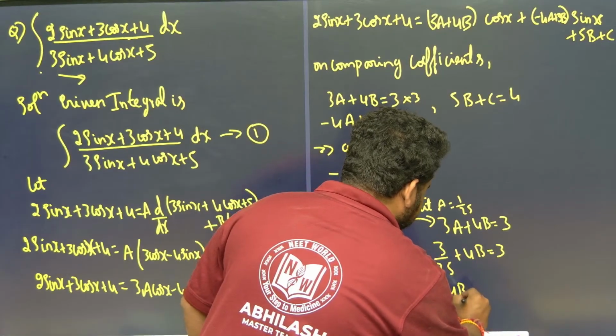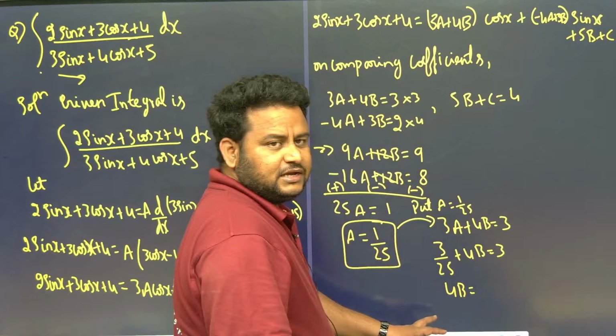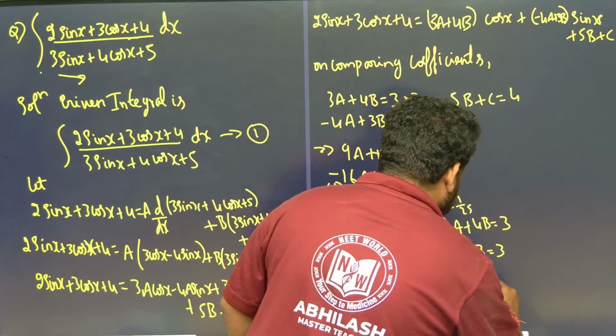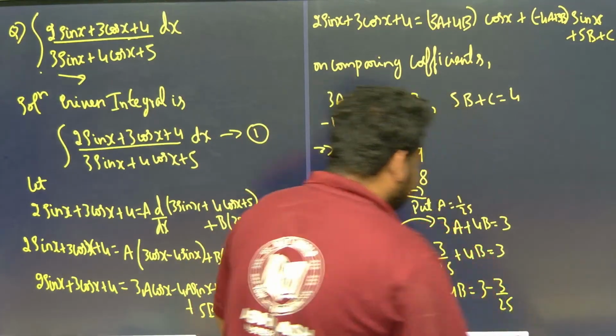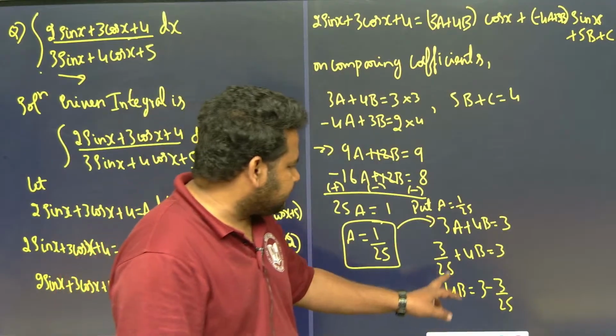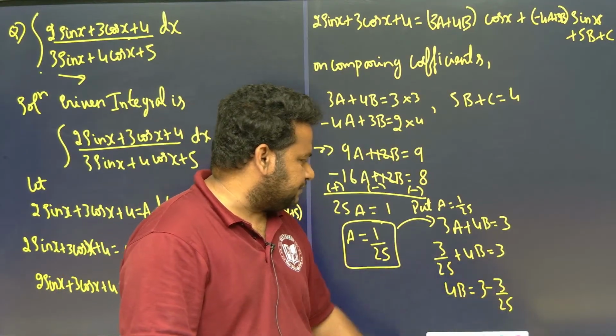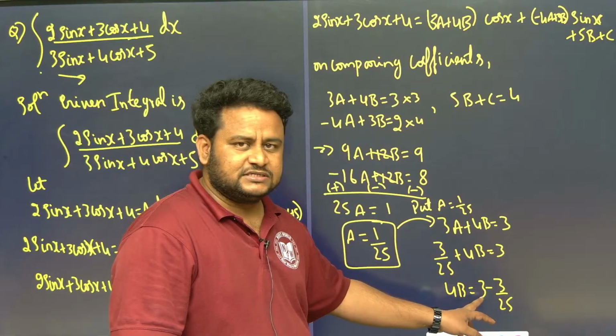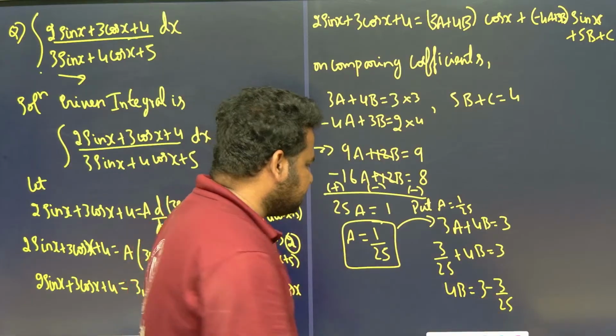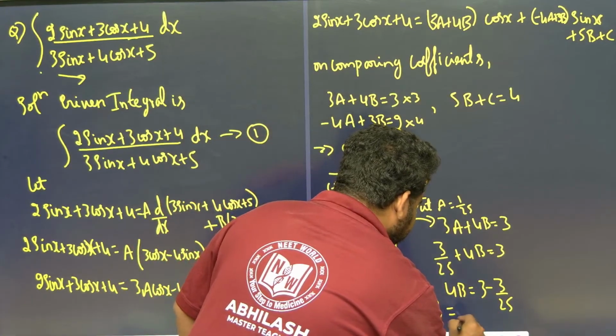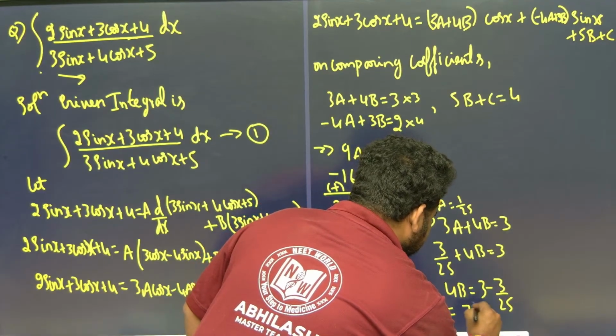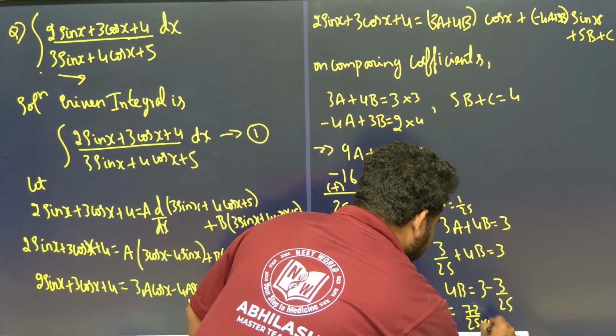So 4b will be equal to what? 4b will be equal to 3 minus 3 by 25, correct? So 25 3s are 75, 75 minus 3 is 72. So b will be equal to 72 by 25 into 4. This is what we will have.